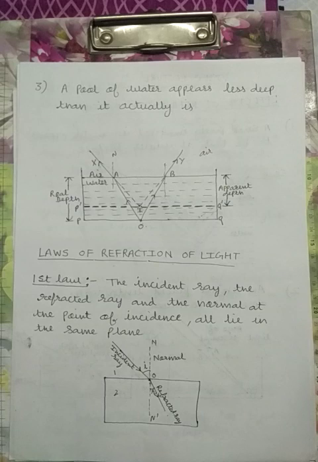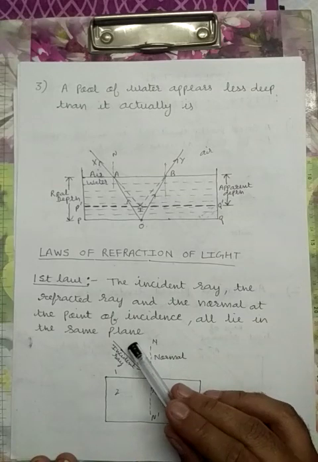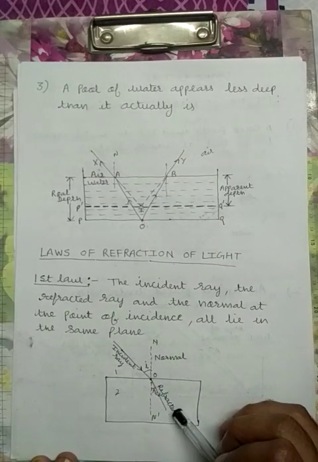Now our next topic is laws of refraction of light. The first law of refraction of light is that the incident ray, the refracted ray and the normal at the point of incidence all lie in the same plane. So here light is passing from one medium into another medium.